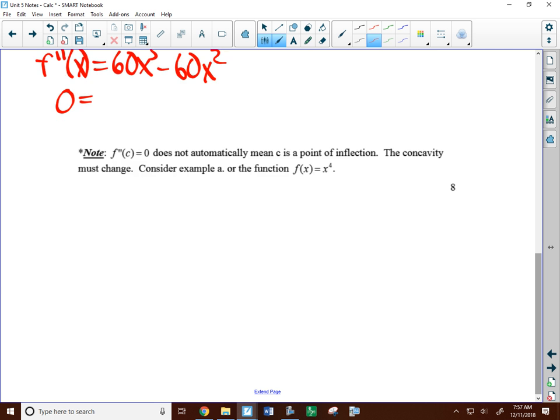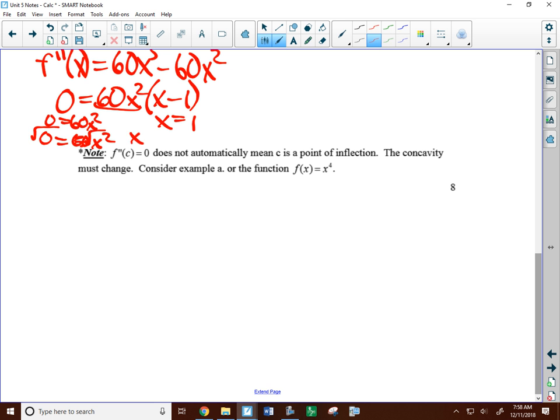So when I set it equal to 0, I will factor. In fact, go to 60 and an x squared, GCF. So I'll be left with x and then 1, minus 1. So here I get 1, so x minus 1. And here I'll get 0. I'll divide by 60 and get 0 on both sides equals x squared. And then do a square root. We get plus or minus 0, which is just 0. Is that all? You have to check.